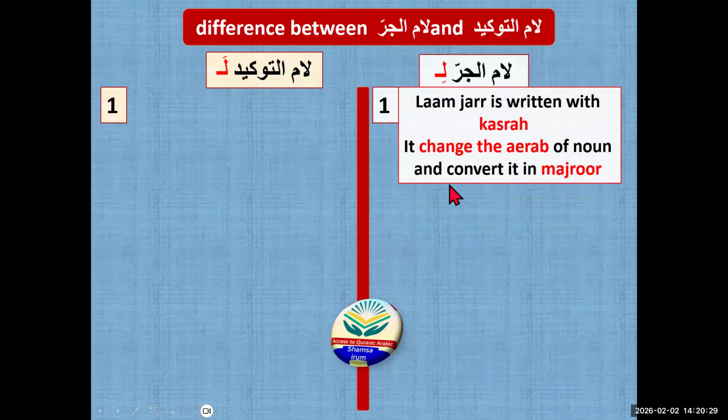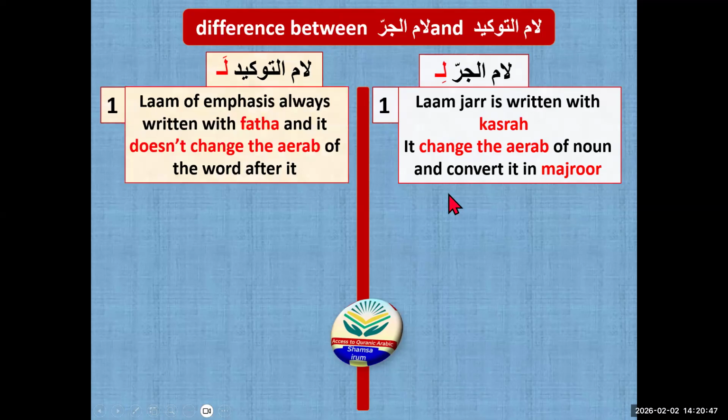As you can see here, Laam of Jar you will see with kasra. It changes the i'rab of the noun and converts it into the majroor state. This is the work that Laam of Jar performs, and it is always with the kasra. On the other hand, the Laam of Tauqeed, Laam of Emphasis, is always written with fatha. So this is a big difference between them, the harkat. When it has a kasra on it, it is Laam of Jar. When it has a fatha on top of it, it is Laam of Tauqeed.